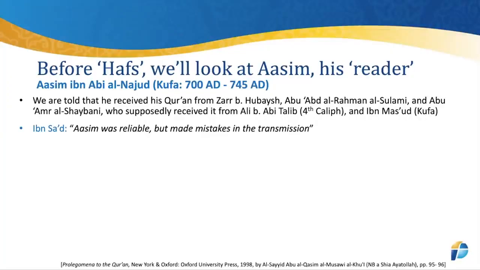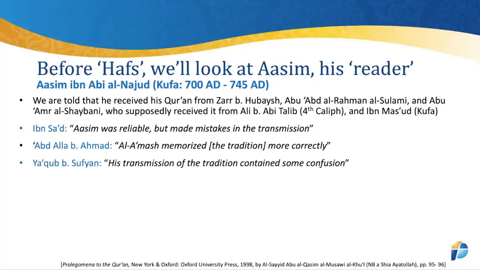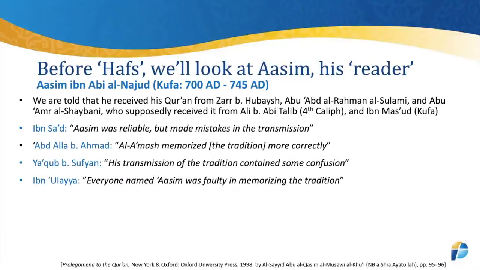And then people spoke about Asim. Now we're getting to the 8th century, and let's see what the people said about Asim, because he is the one that's all we've got. We've only got his Quran to go on. And let's see what people said about his reading, about his Quran. Well, Ibn Sa'd said this: Asim was reliable, but made many mistakes in the transmission. Abd Allah ibn Ahmed said this: Al-Amash memorized tradition more correctly than Asim. Yaqub bin Sufyan said his transmission of the tradition contained some confusion. Ibn Ulayya said everyone named Asim was faulty in memorizing the tradition.